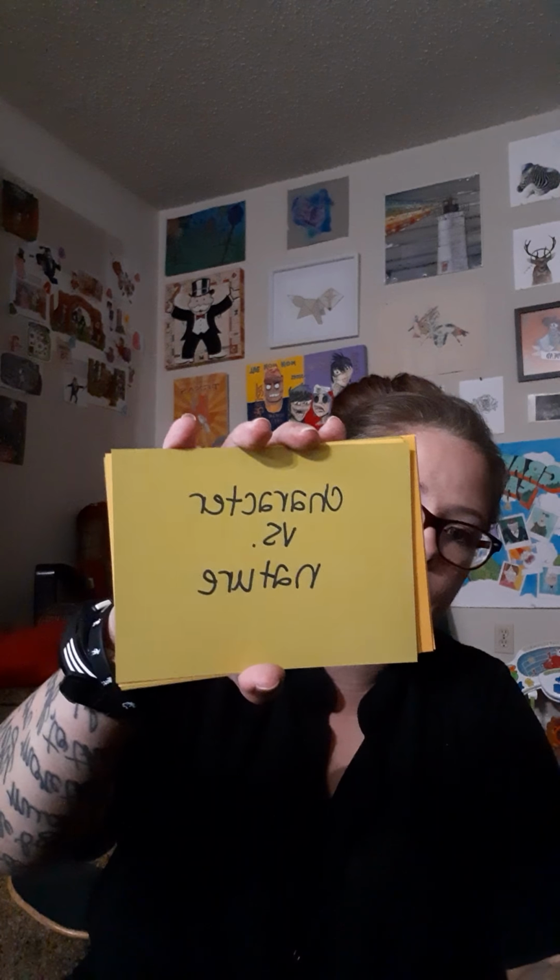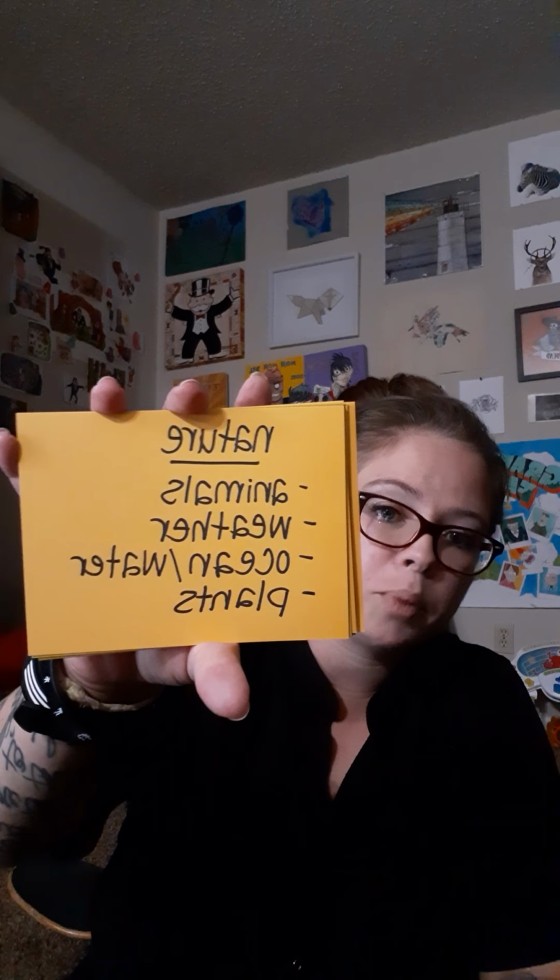All right, the next one we have is character versus nature or Mother Nature. That could be anything from animals, weather like natural disasters, ocean water, or plants. Okay, so anything having to do with nature will be involved in that text structure. Next is character versus technology. A lot of my kids like to write about their video games coming to life or giant robots taking over the world, your kitchen appliances, computers, anything like that.